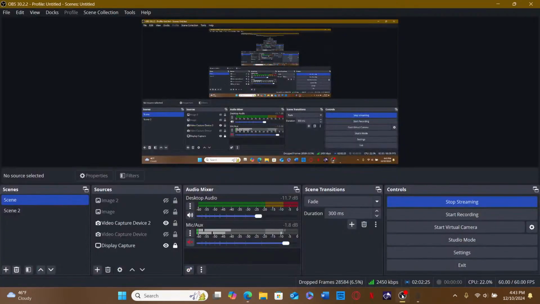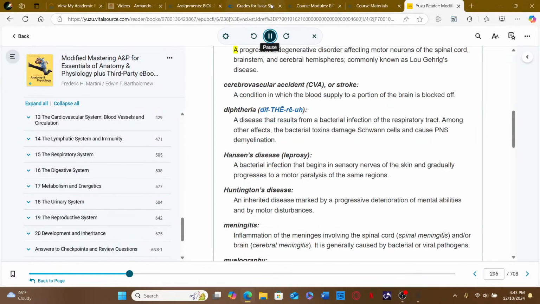Related clinical terms. Amyotrophic lateral sclerosis, ALS. A progressive, degenerative disorder affecting motor neurons.